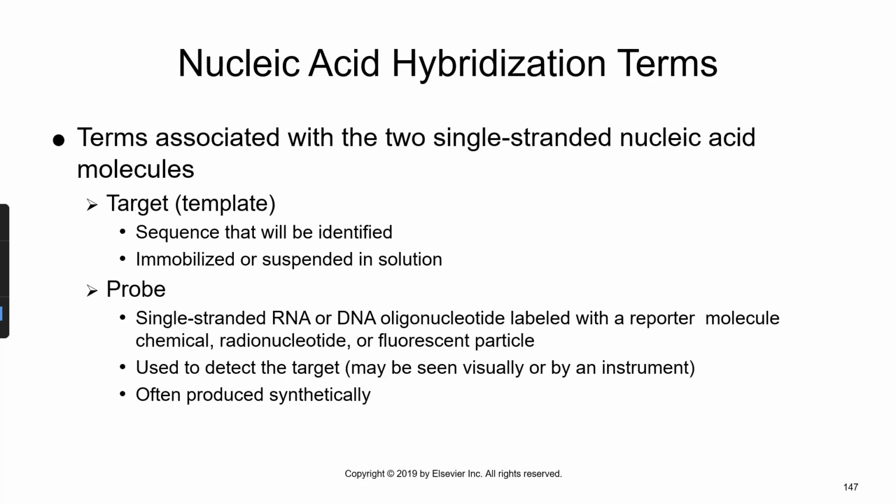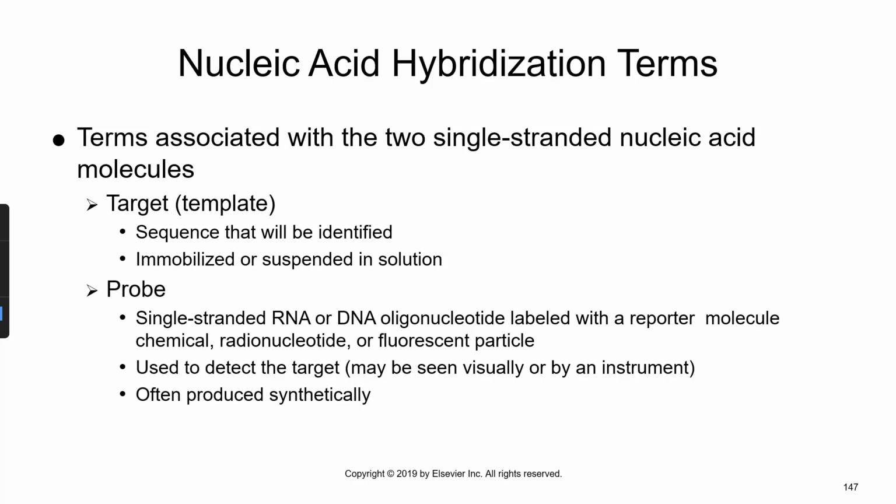Terms associated with the 2 single-stranded nucleic acid molecules. So the target is the template, that's what we're looking for. That's the sequence that's going to be identified. It's immobilized or suspended in solution. The probe is specifically designed to identify the target. So if you remember your bases, A pairs with T, G pairs with C. If we have A as the target we want to look for, the probe would be T. So it would be the complementary strand to that target.